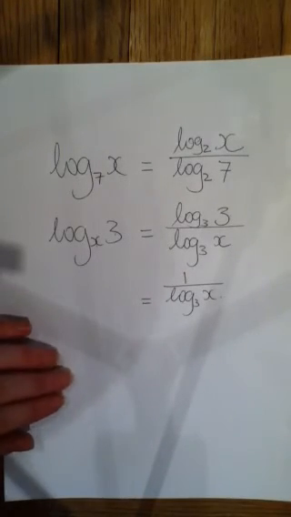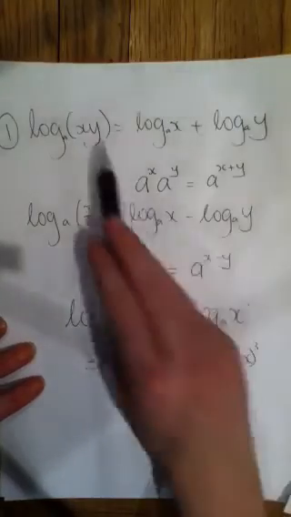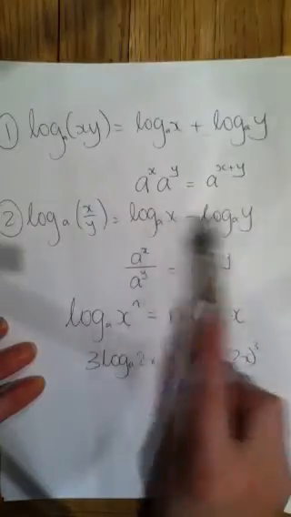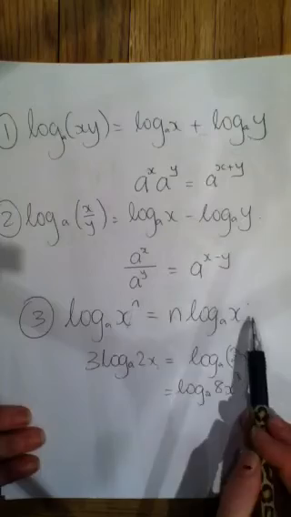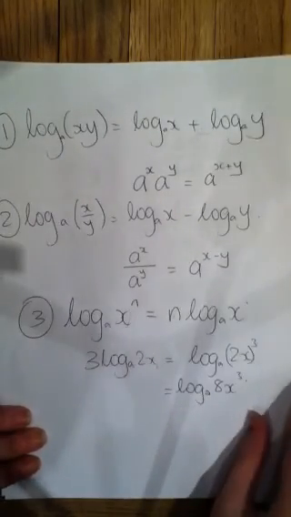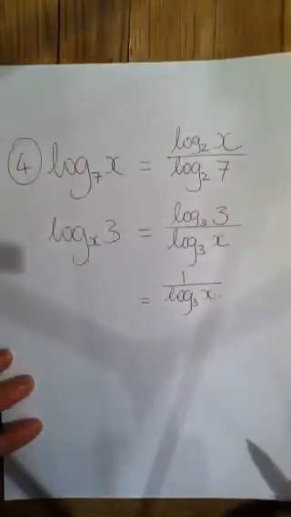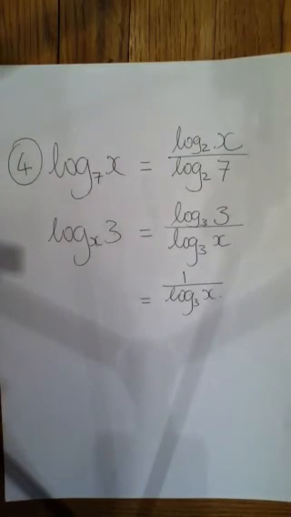So that's all the actual rules you need to know. We've got 4 of them. Got this rule here, which is about the sum here and the product. You've got this second rule here, which is about the difference and the quotient there. And this third rule here, which is about the power becoming a multiple down the front. And then the only other thing that you need to learn is how to change the base of a log, which is fairly simple.